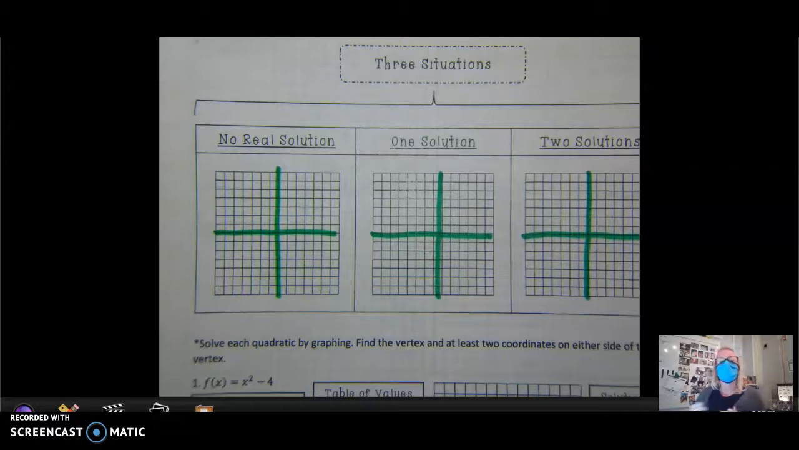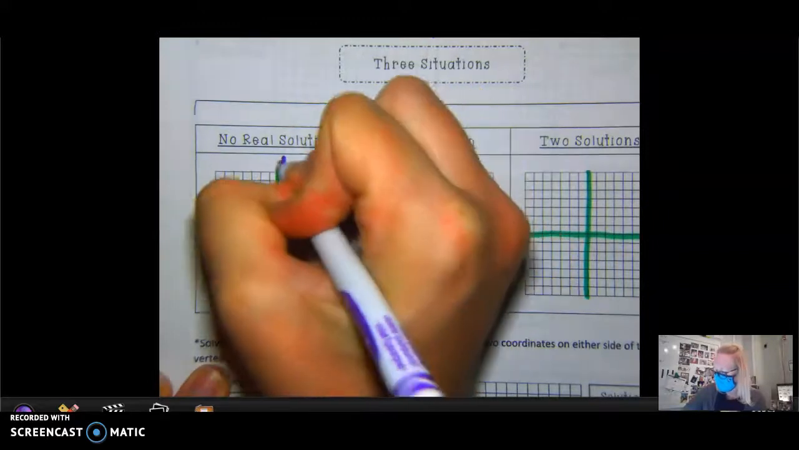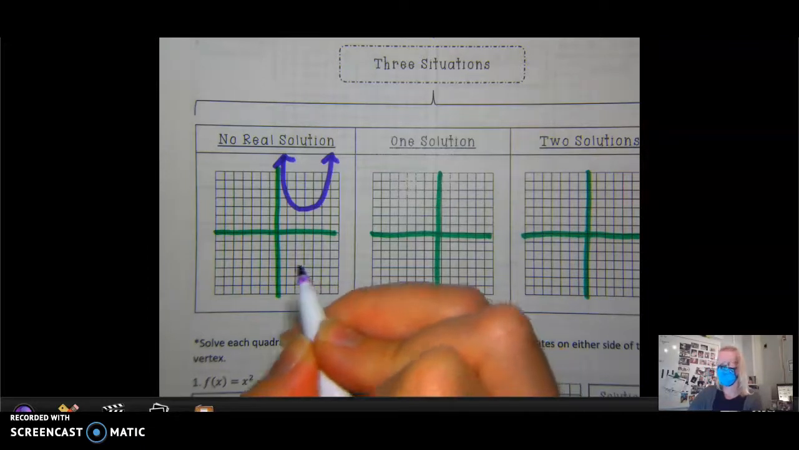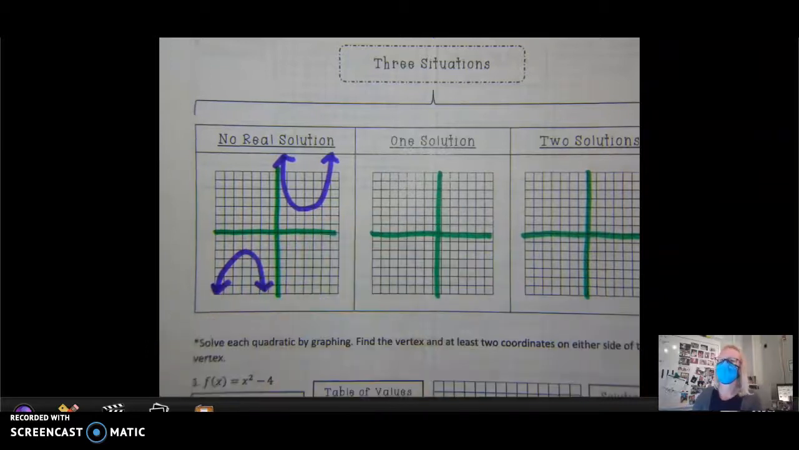So if it's no real solutions, the definition above said it's where it crosses the x-axis. So if I have no solutions, that means it never crosses the x-axis. So it will look something like this. It's going up and it never crosses the x-axis. Or what else could it look like? Not a straight line because we're only talking about quadratics. But could it be going down and never cross? Like that?